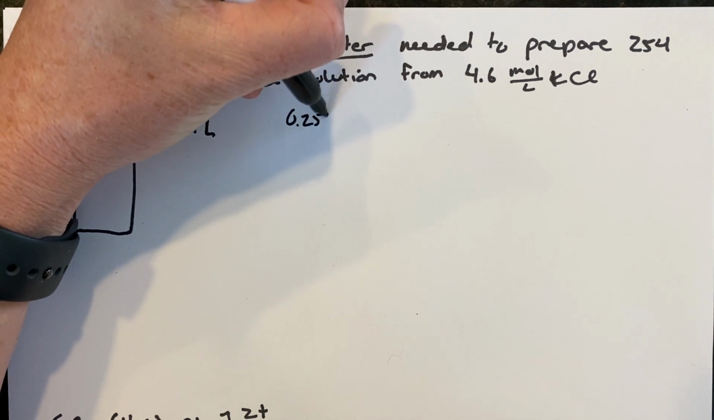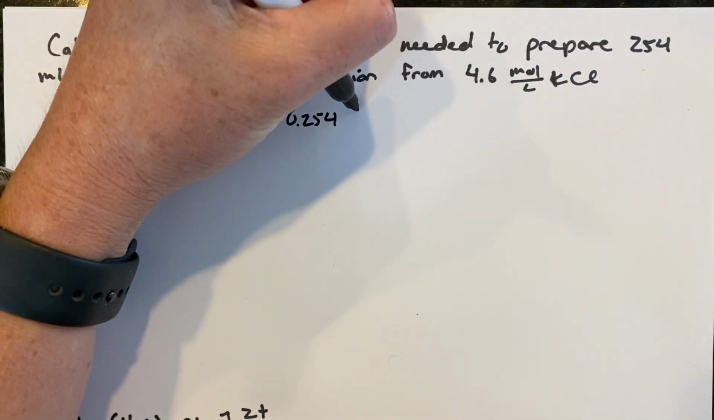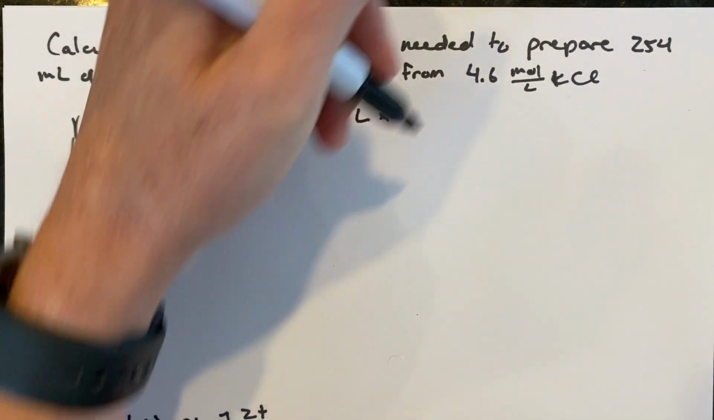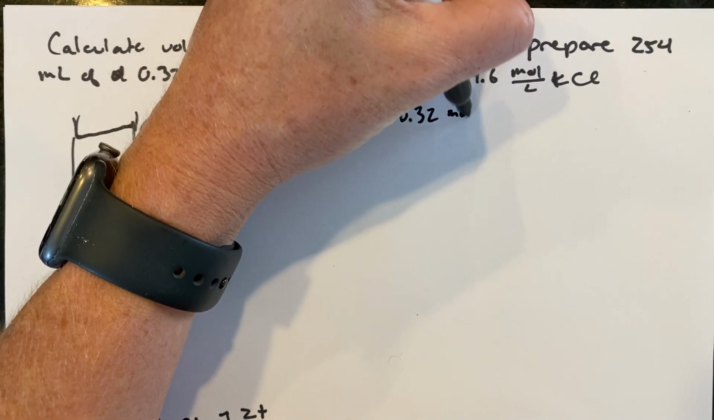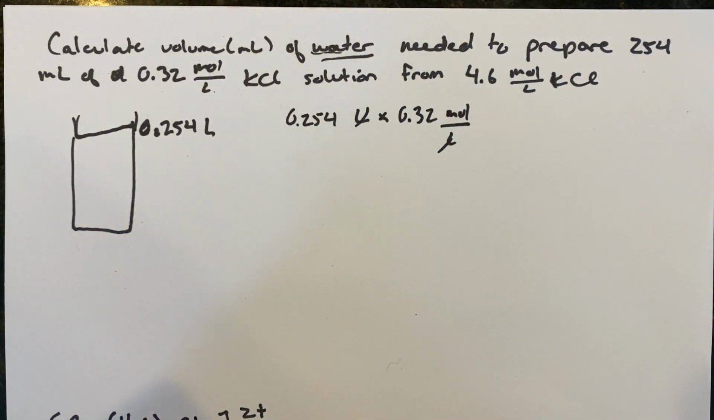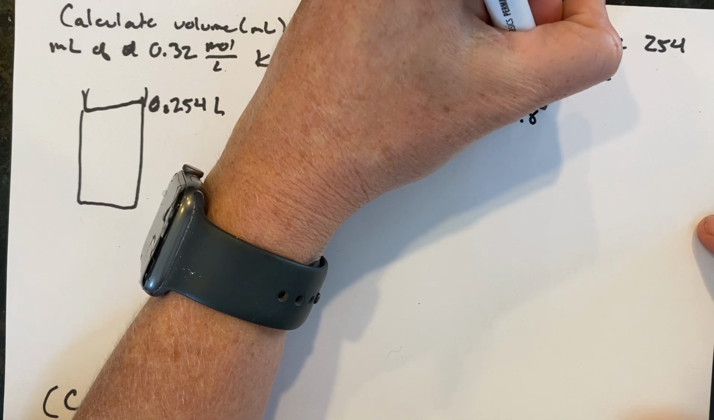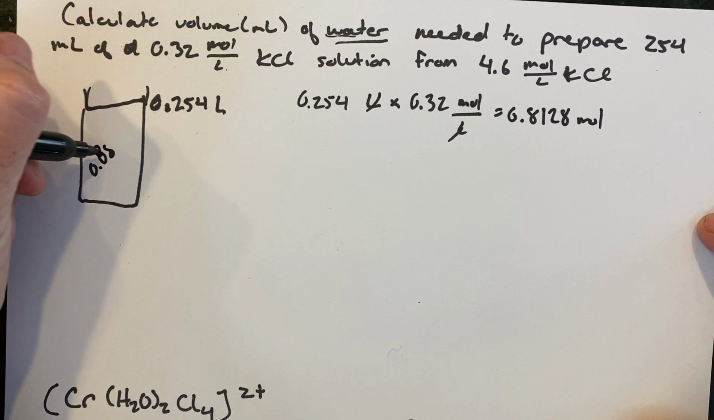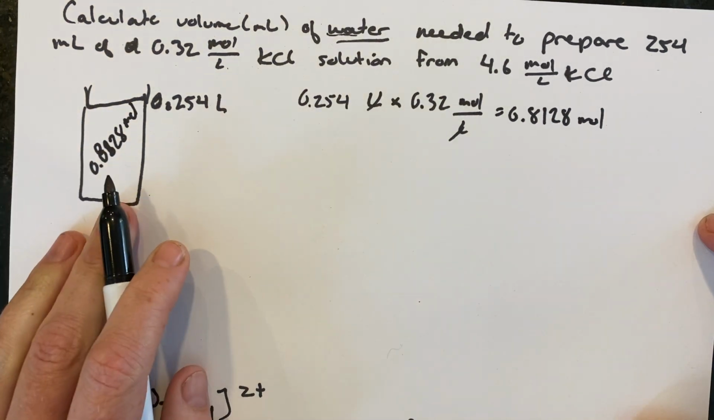We've got 0.254 liters, because I just took milliliters and moved the decimal place over 3 times, of A. So I'm just going to multiply that by the 0.32 mole per liter. What this does is it tells us how many moles we need in total to go into here. So I'm going to take 0.254 times 0.32. I'm going to do it again just in case I messed up, and I get the same answer, 0.08128. I'm going to keep all those sig figs. Okay, so we need 0.08128 mole of KCl in here.